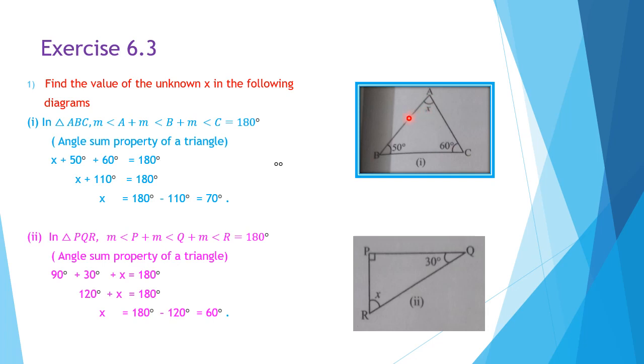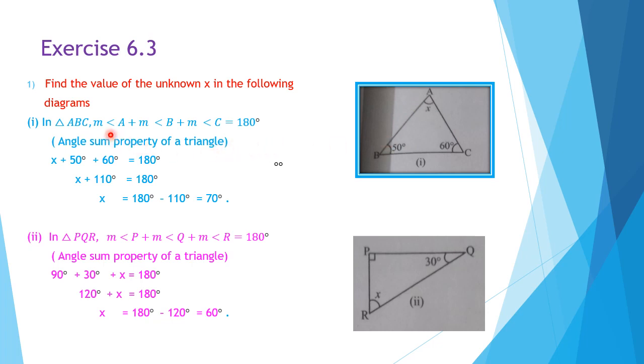Okay, so we can write as solution: in triangle ABC, measure of angle A plus measure of angle B plus measure of angle C equals 180 degrees. This is the angle sum property of a triangle. All the three angles in a triangle, adding them we get 180 degrees.